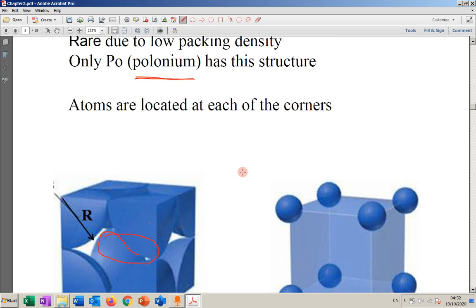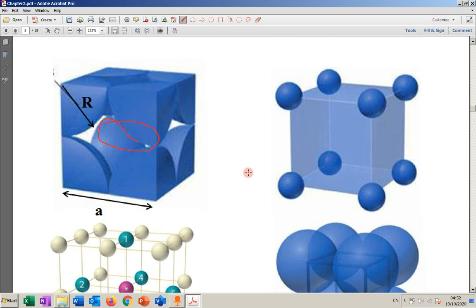Now what do I want from each of you? I want you to visualize this crystal structure.